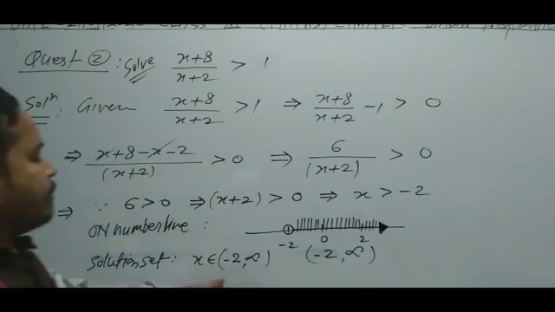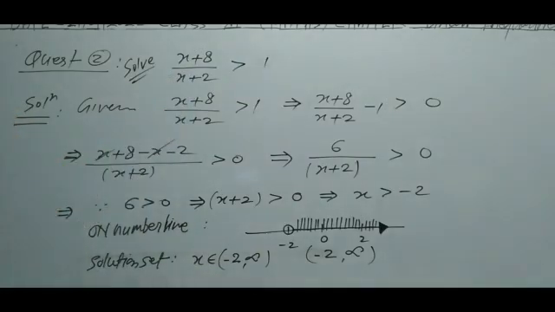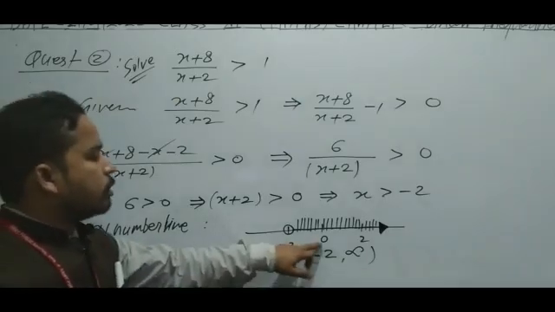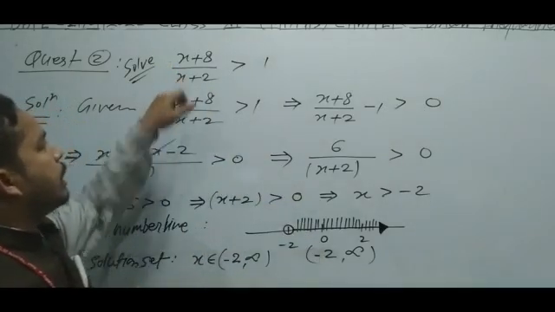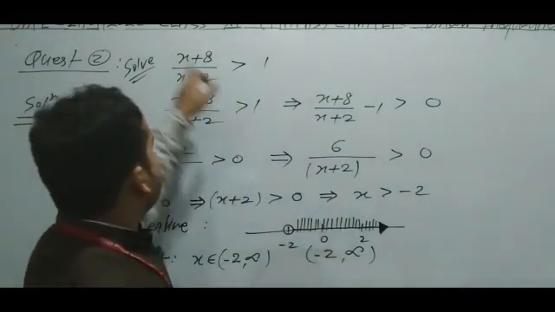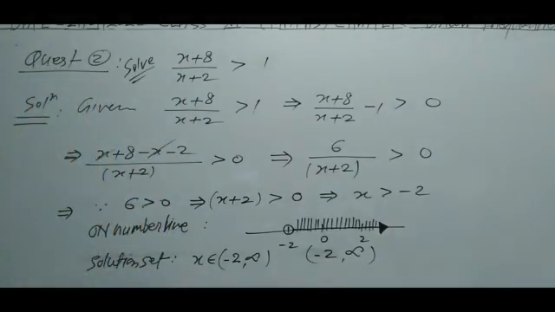Suppose you are putting 5, so 5 plus 8 upon 5 plus 2, so 13 upon 7, that will be greater than 1. Similarly you can use any number. Suppose you put 0, you get 8 by 2, and 4 is greater than 0. Now suppose you put 2, so 8 plus 2 is 10, 10 by 4 is 5 by 2, that is 2.5, and 2.5 is greater than 0.